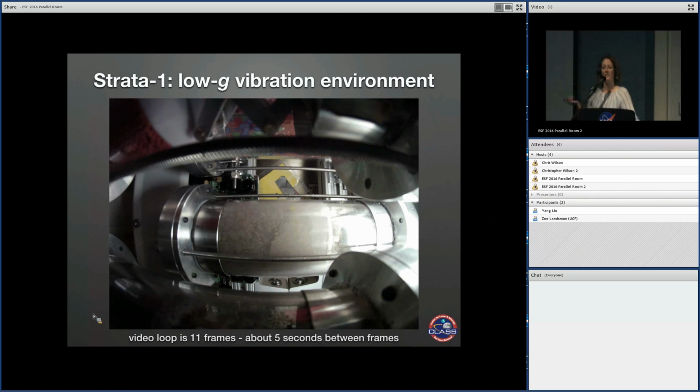So this is a relatively quiescent phase. This is 11 frames, and it was about 5 seconds between frames. So it's a short little period, but you don't actually see much motion. You can sort of see that there are some particles moving around here. This is a quiescent phase where you don't see things moving.